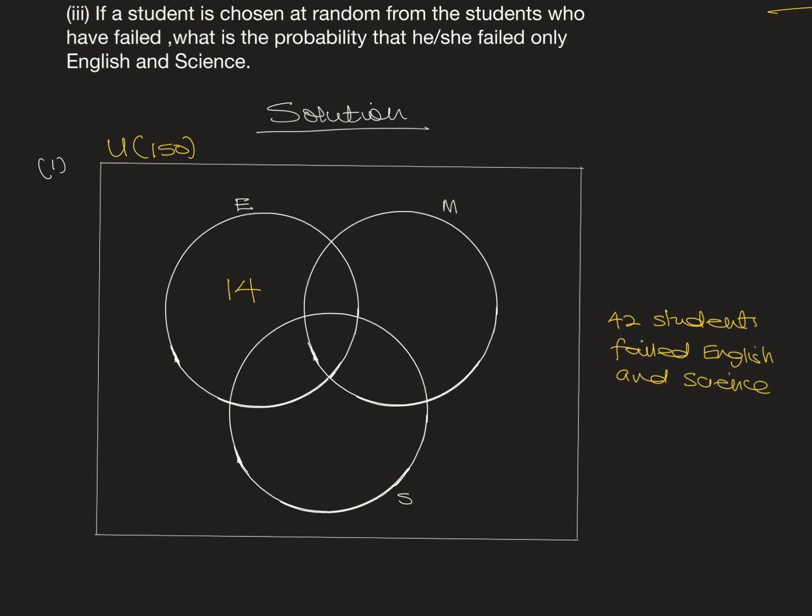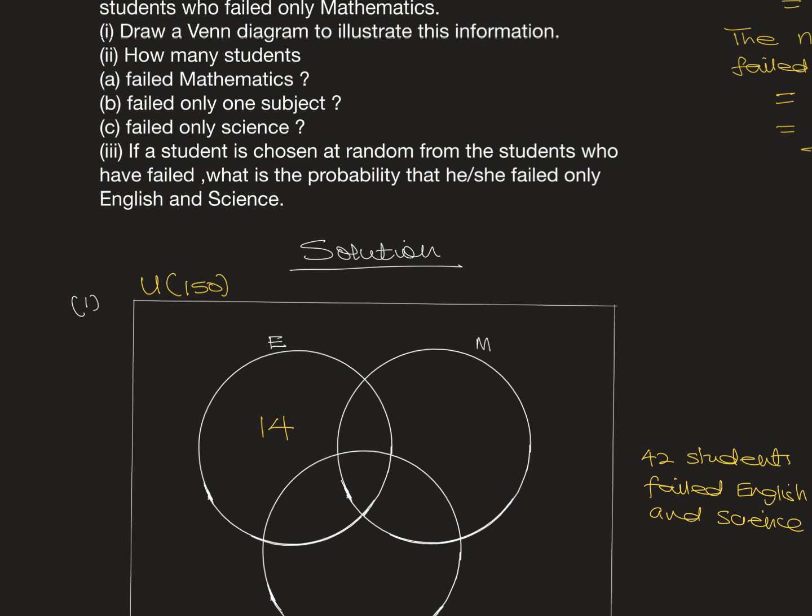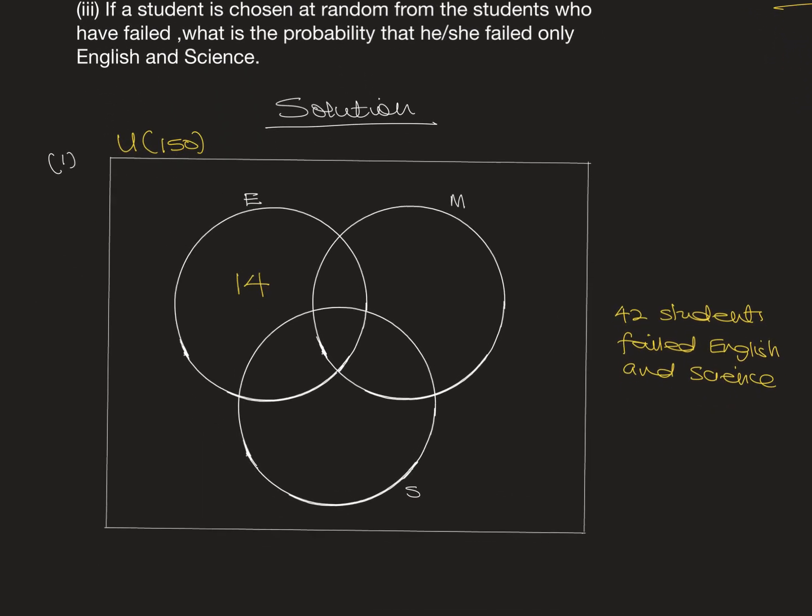It is different from 42 students failed English and science only. If at all the question mentioned English and science only, then we would have been able to write that value here, okay? But that is not the case. You should be able to differentiate the statement 42 students have failed English and science from 42 students have failed English and science only. Okay, the word only there is very important if it is available in the question.